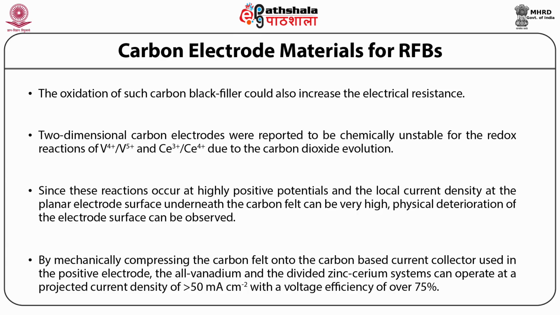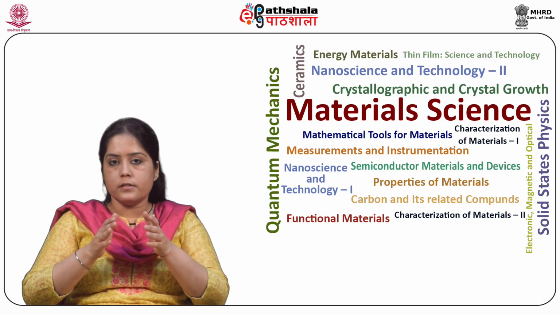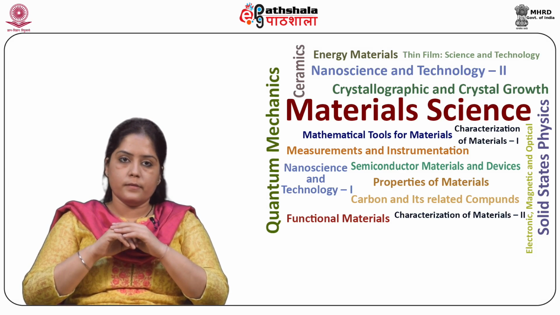The all vanadium and the divided zinc cerium systems can operate at a projected current density of greater than 50 milliampere per centimeter square with a voltage efficiency of over 75%. Carbon electrode materials for RFBs.